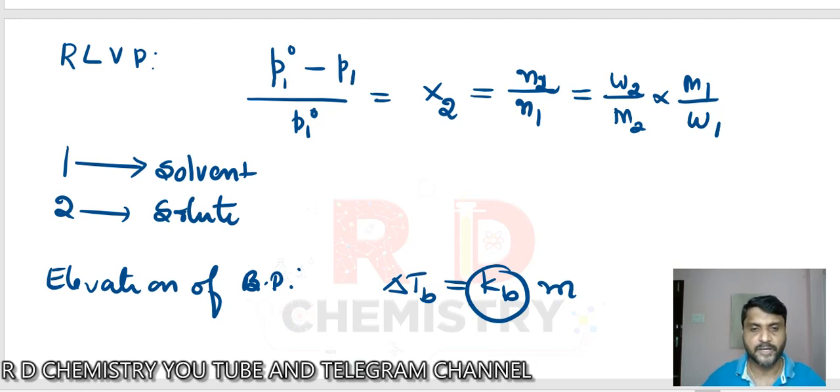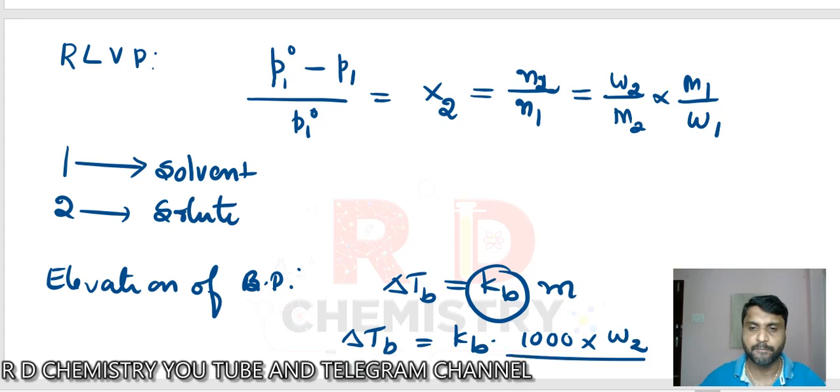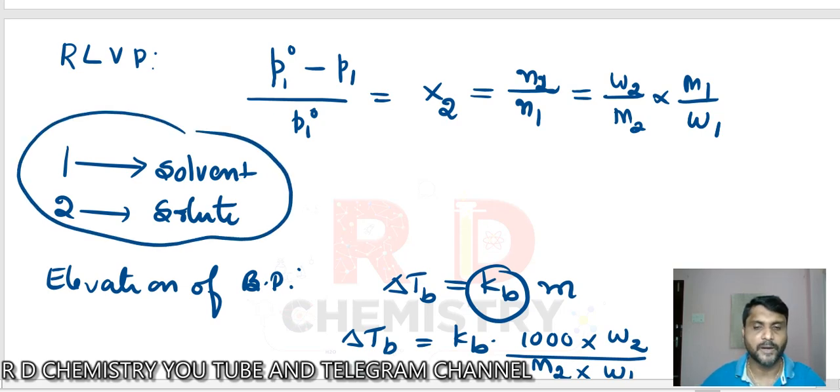Kb stands for the ebullioscopic constant. Or you can use one more formula: delta TB is equal to Kb into 1000 into W2 divided by W1 into the molar mass M2. Remember, same thing here. W1 is the weight of the solvent, W2 the weight of the solute, M2 the molar mass of the solute. Kb is the constant which will be given there.